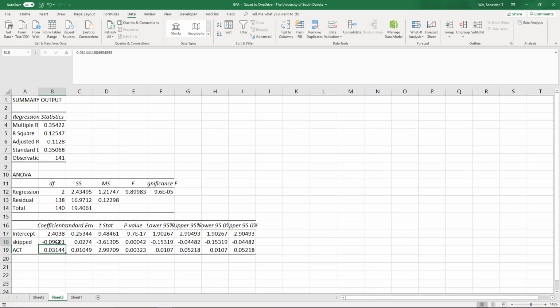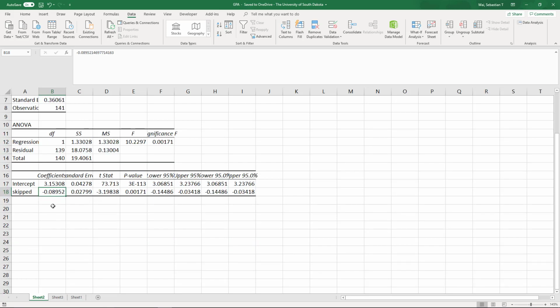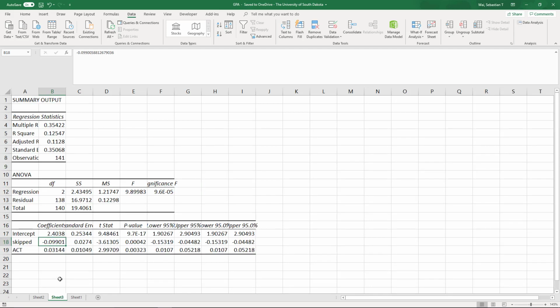Let's look now at what happened to the skipped coefficient. We'll go back to the original regression. We can see that it was about negative 0.09, and it has now changed to about negative 0.1. The effect looks stronger than it used to. It's gotten more negative.